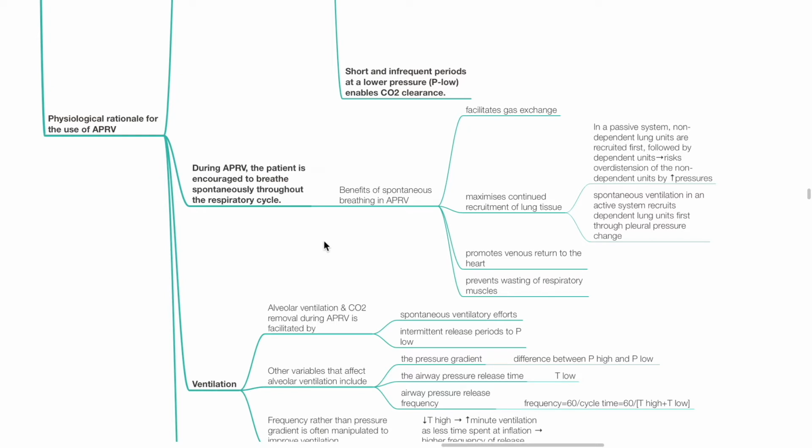Spontaneous breathing promotes venous return to the heart and prevents wasting of respiratory muscles. Ventilation during APRV. Alveolar ventilation and CO2 removal during APRV is facilitated by spontaneous ventilation and intermittent release periods to P low.